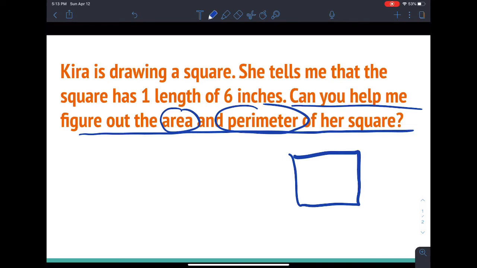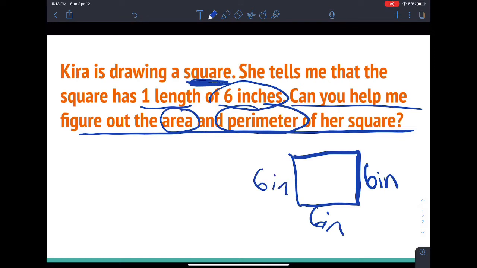Okay, so Kira drew a square. We know that one length of it is 6 inches. So one side is 6 inches. That's all we know. Do you think Kira gave us enough information to figure out the area and perimeter? Even though she just gave us one number? Well, yes, she did. Because she told us it was a square. What do we know about a square? A square has all equal sides. So if we know one side of a square is 6 inches, we know the rest of the sides are also 6 inches. Correct? Good.